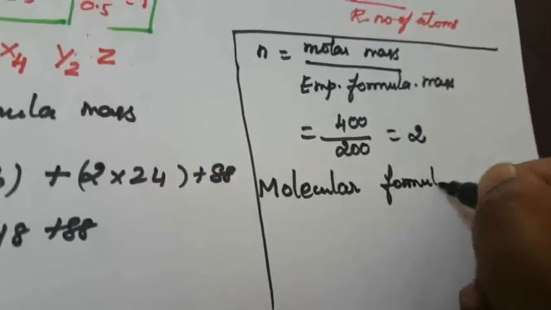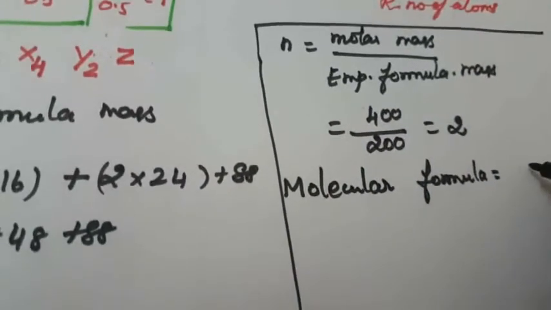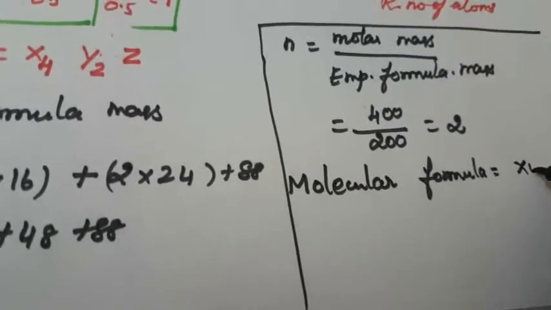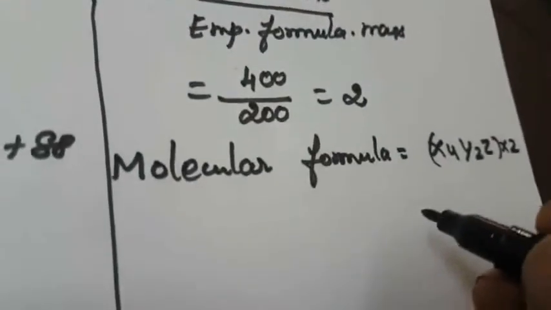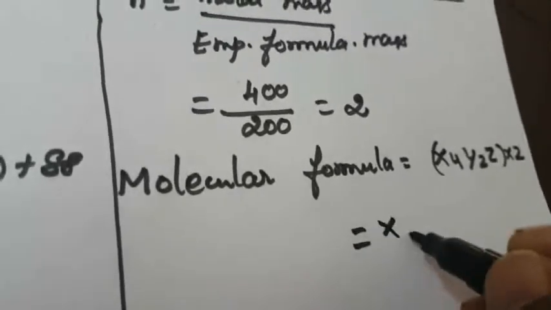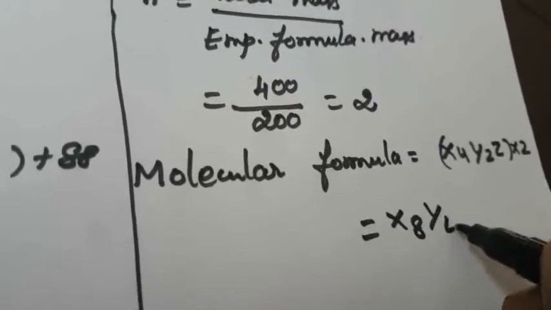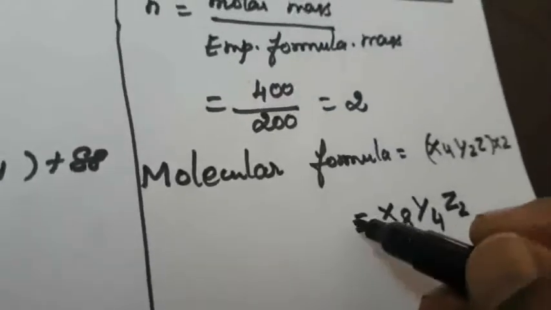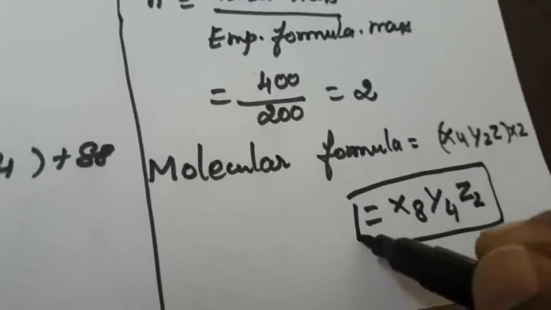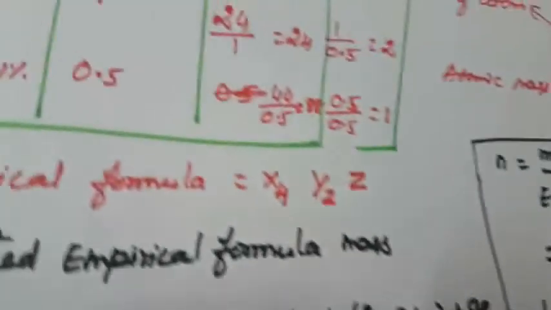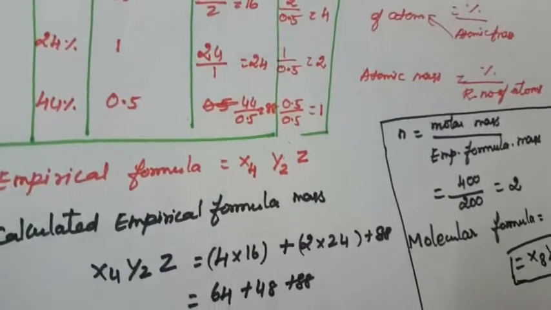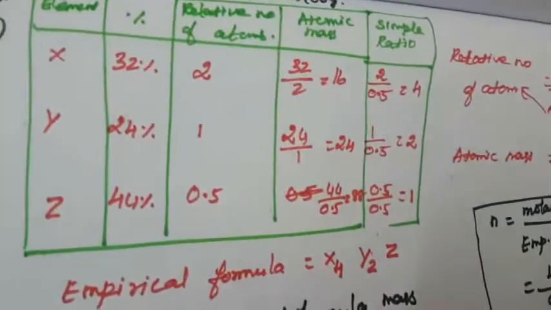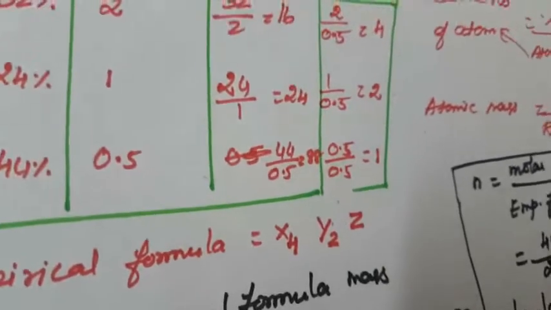The molecular formula is equal to the empirical formula x4, y2, z multiplied by 2. So how to multiply that? Here it is x8, y4, z2. So this is the molecular formula of this given compound. This is the next question. You write this in your classwork, this is your evaluate yourself.